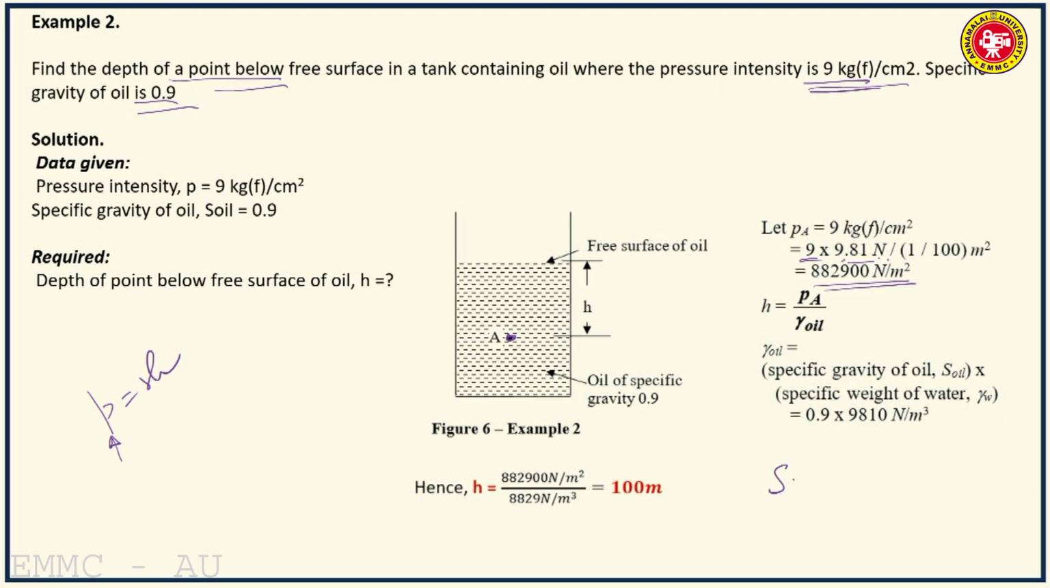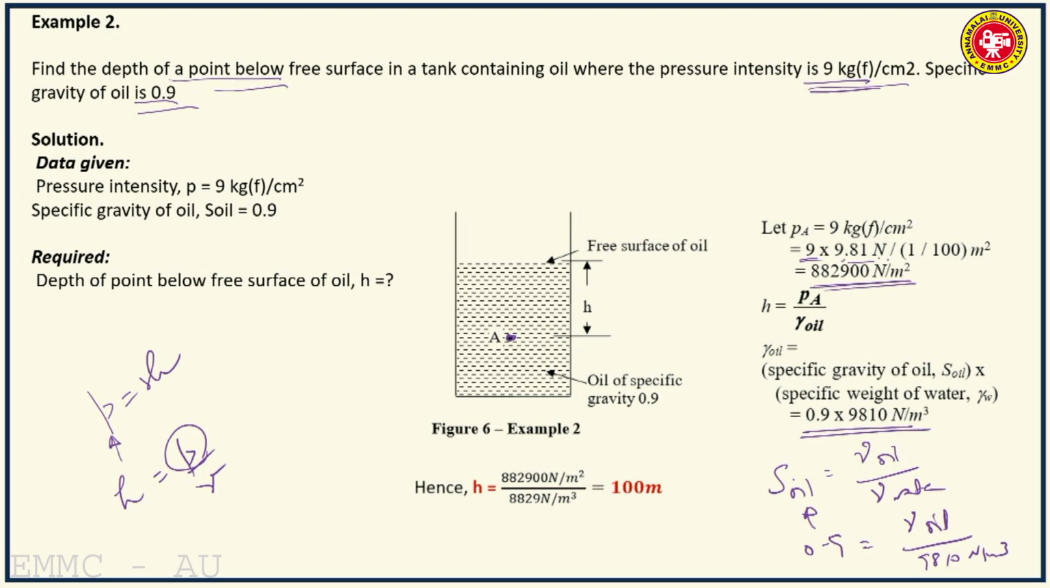So, specific gravity of oil is equal to gamma oil divided by gamma water. Specific gravity of oil is 0.9, gamma oil is what we want, gamma water is 9810 Newton per meter cube. So, you get gamma oil, that will be 0.9 into 9810 Newton per meter cube. So, H will be P by gamma. H is what is required, P is this much, 882900 Newton per meter square.